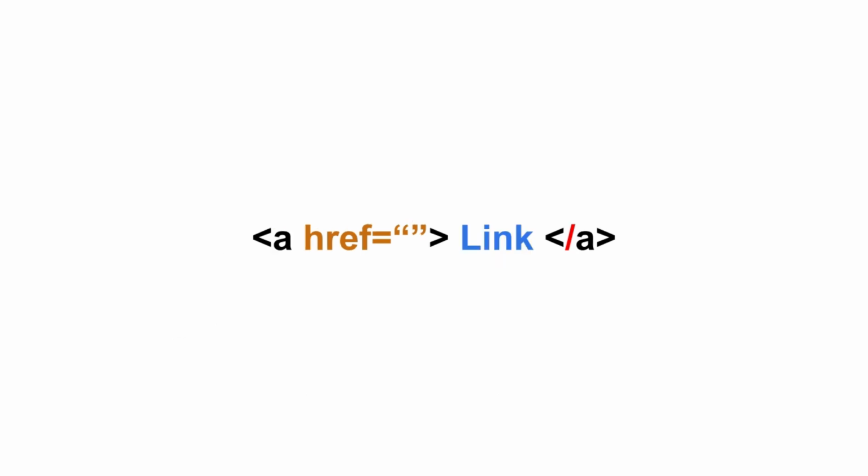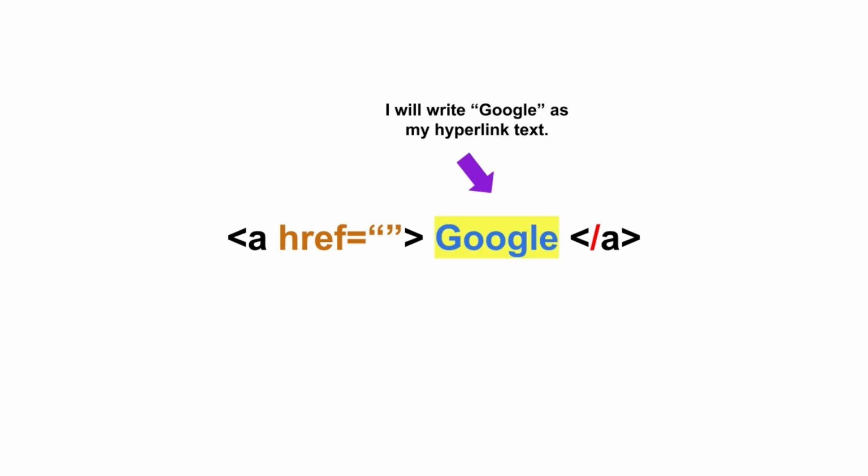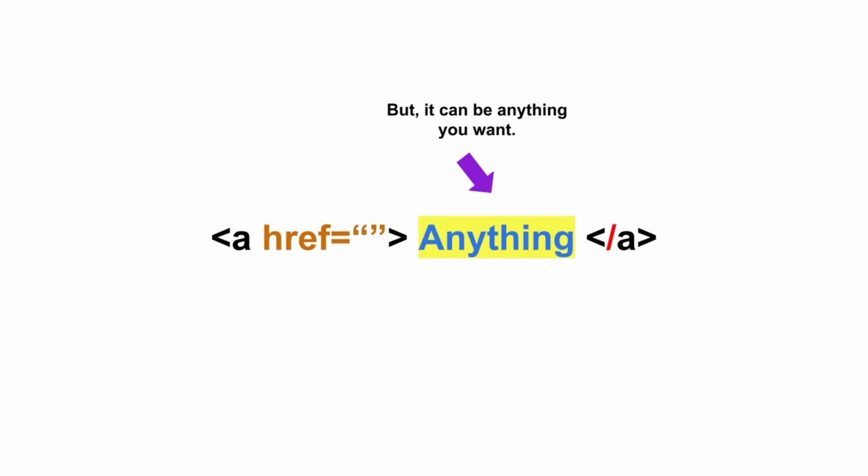Let's say that we are trying to create a hyperlink that will direct us to the Google homepage. We can start by writing our hyperlink text. Let's write Google between the two tags. It doesn't have to be Google, it can be anything. Our code will run just fine, but for my example, I will use Google.